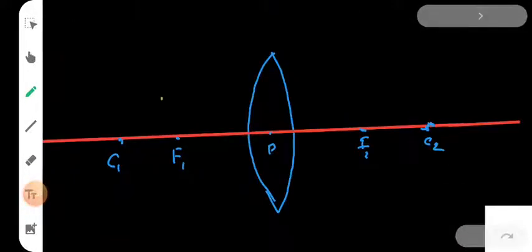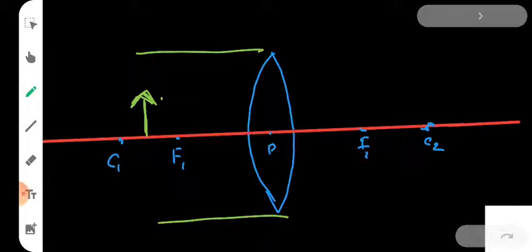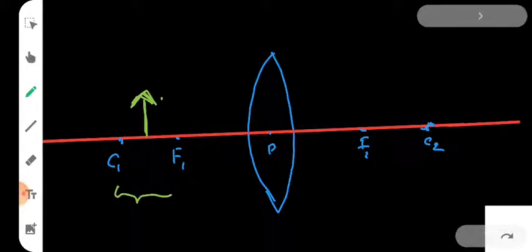Now I'm going to keep the object between C1 and F1. So I'm going to keep the object here. Why am I making the object smaller and smaller? The purpose of making the object smaller is to keep it within the aperture of the lens. Whenever you keep an object, it must have a size under the limits of the aperture. So what is aperture? Aperture is actually the diameter of the lens. Okay. So now the object is placed between C1 and F1.